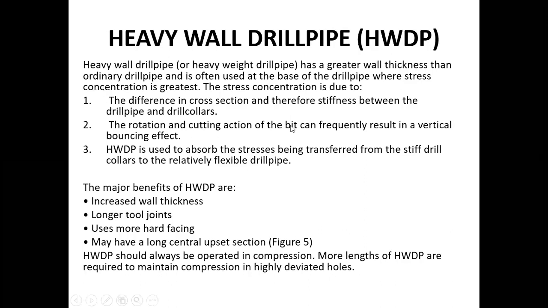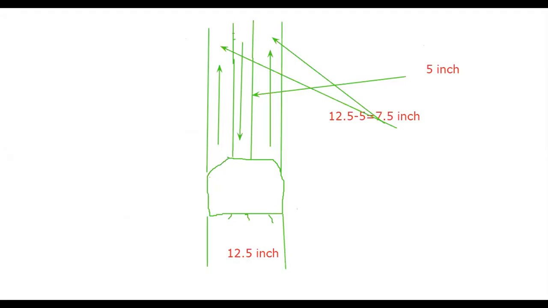Rotation and cutting action of the bit can frequently result in a vertical bouncing effect. Now, I can tell you from the picture that, for example, when we talk about the drill string, the first section is drill pipes. The second section, and then we have the third section.